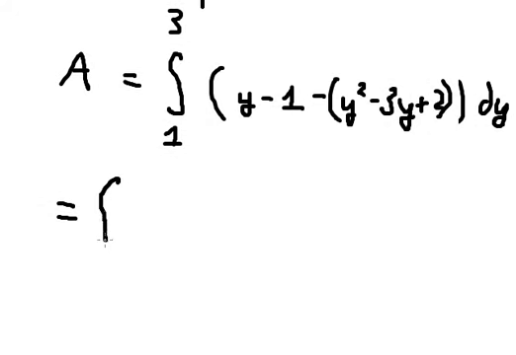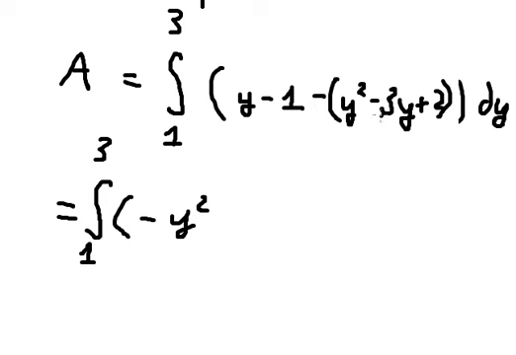So we have negative y squared. Negative with negative, we have positive 3y. 3y plus y, we have 4y. So negative 1, negative 2, we have negative 3.